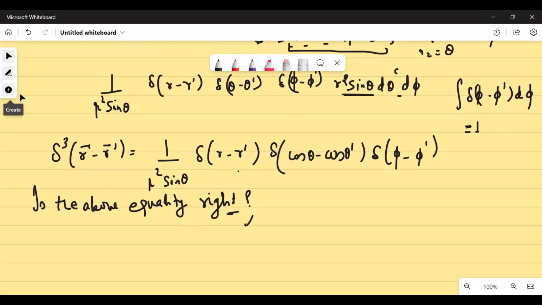Okay, not sine theta in that particular case. I think it should be only 1 upon r square, Dirac of r minus r dash, and then Dirac of cos theta minus cos theta dash, and Dirac of phi minus phi dash. Just try your hand at this. As if I remember, I'm trying to see if the question has come in the examination itself. Just give me a minute. You meanwhile just try to figure out.